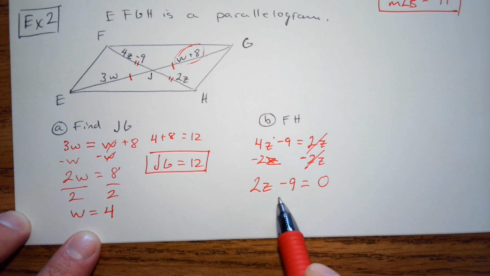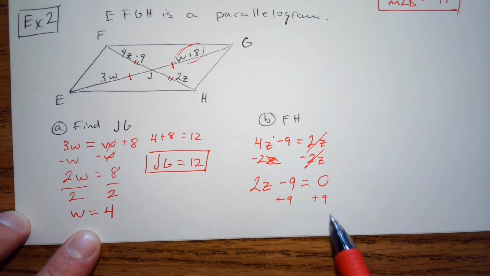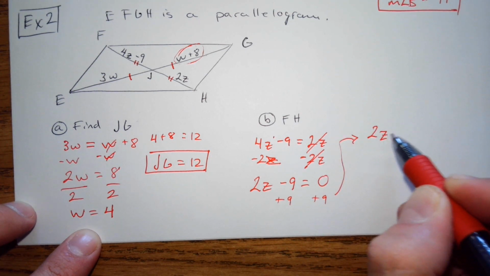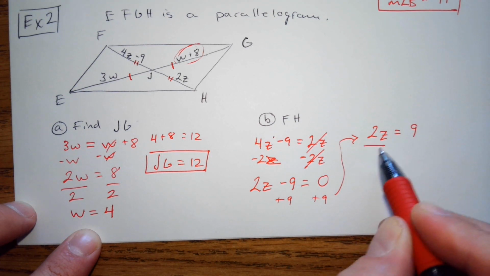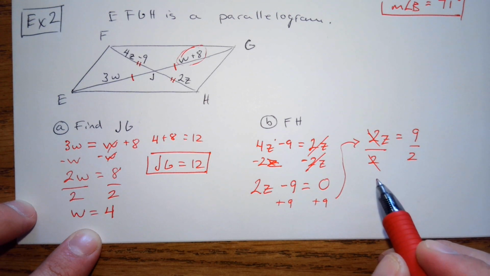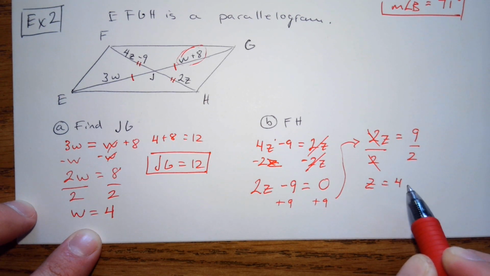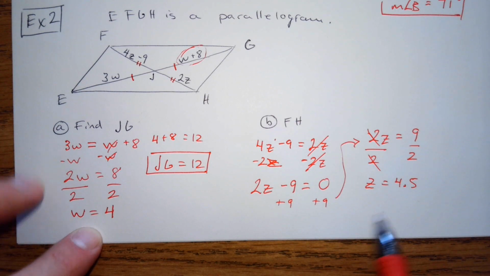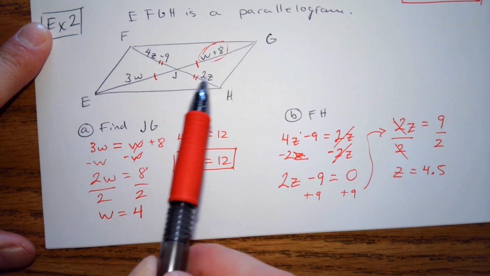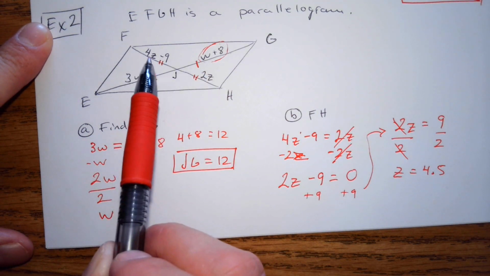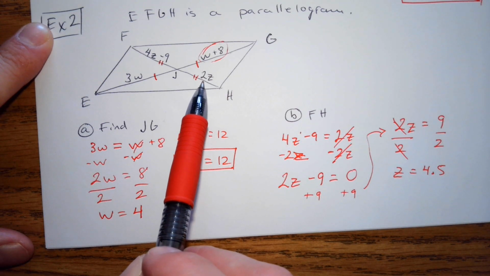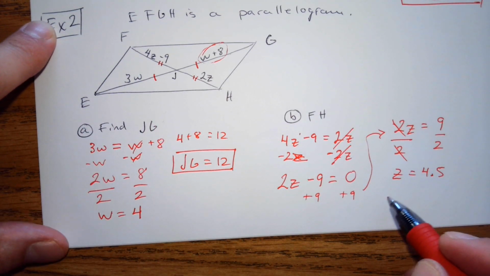So 0 on that side, then I can add the number over. And I get 2z equals positive 9, divided by 2. And that gives me z equals 4.5. However, I want the entire thing, F all the way to H. So I can find one piece, I can find the other and add them together, or I could just find one piece and times it by 2. So that's what I'm going to do.